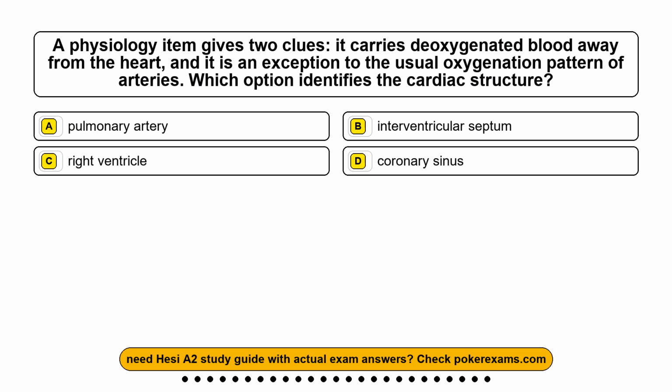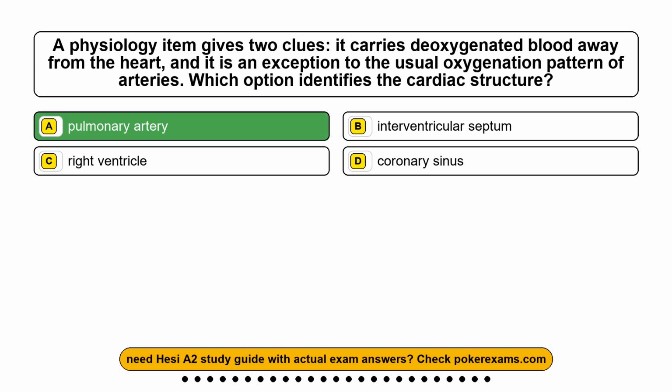Question 19. A physiology item gives two clues. It carries deoxygenated blood away from the heart, and it is an exception to the usual oxygenation pattern of arteries. Which option identifies the cardiac structure? Option A, pulmonary artery. Option B, interventricular septum. Option C, right ventricle. Option D, coronary sinus.